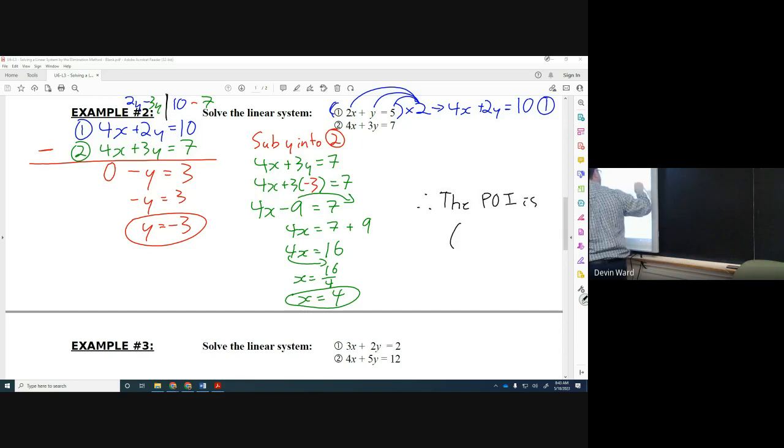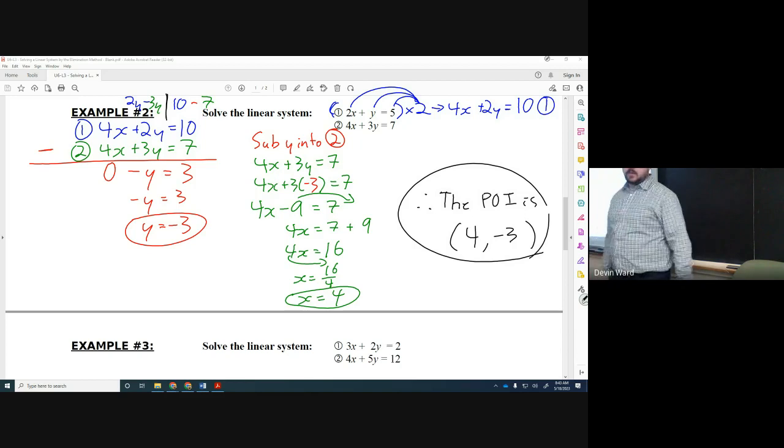Okay. So now I have my x. We found out that was 4. I have my y, negative 3. So the point of intersection is 4 and negative 3.